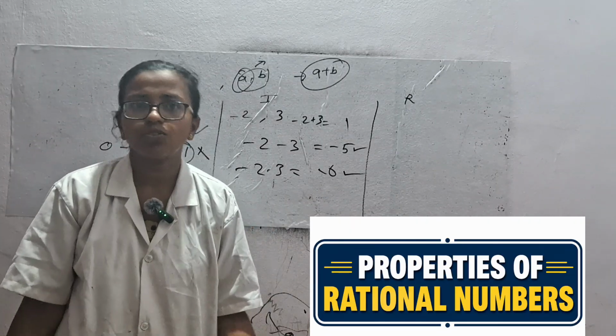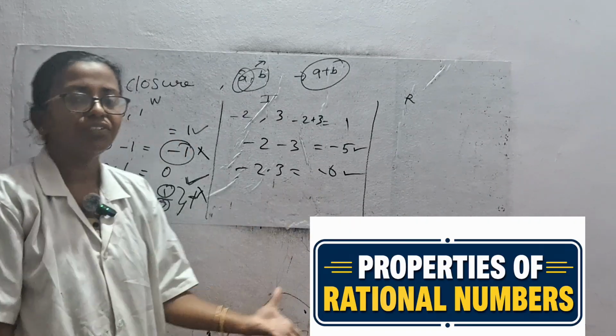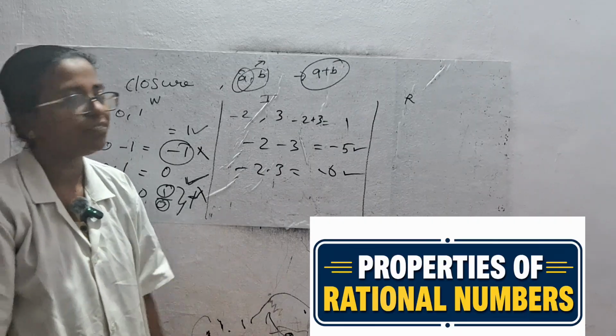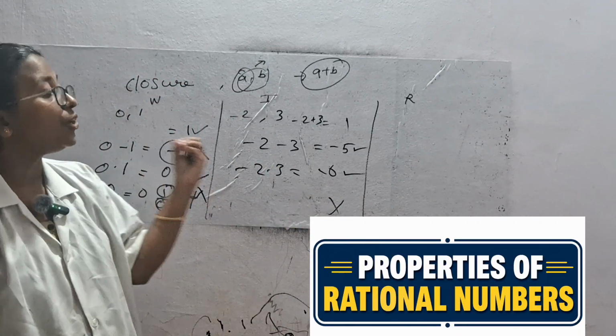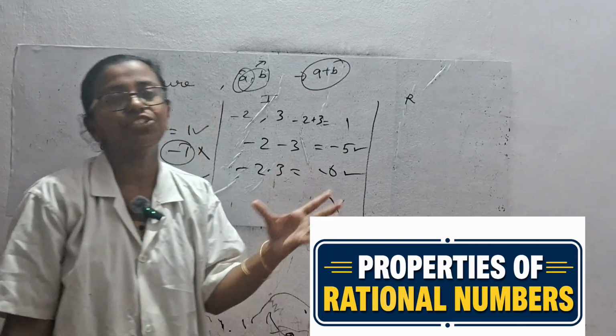Division does not satisfy it. In integers, we also have the number zero. If we divide by it, the result is undefined. So division is not satisfied. Now we are going to discuss rational numbers.